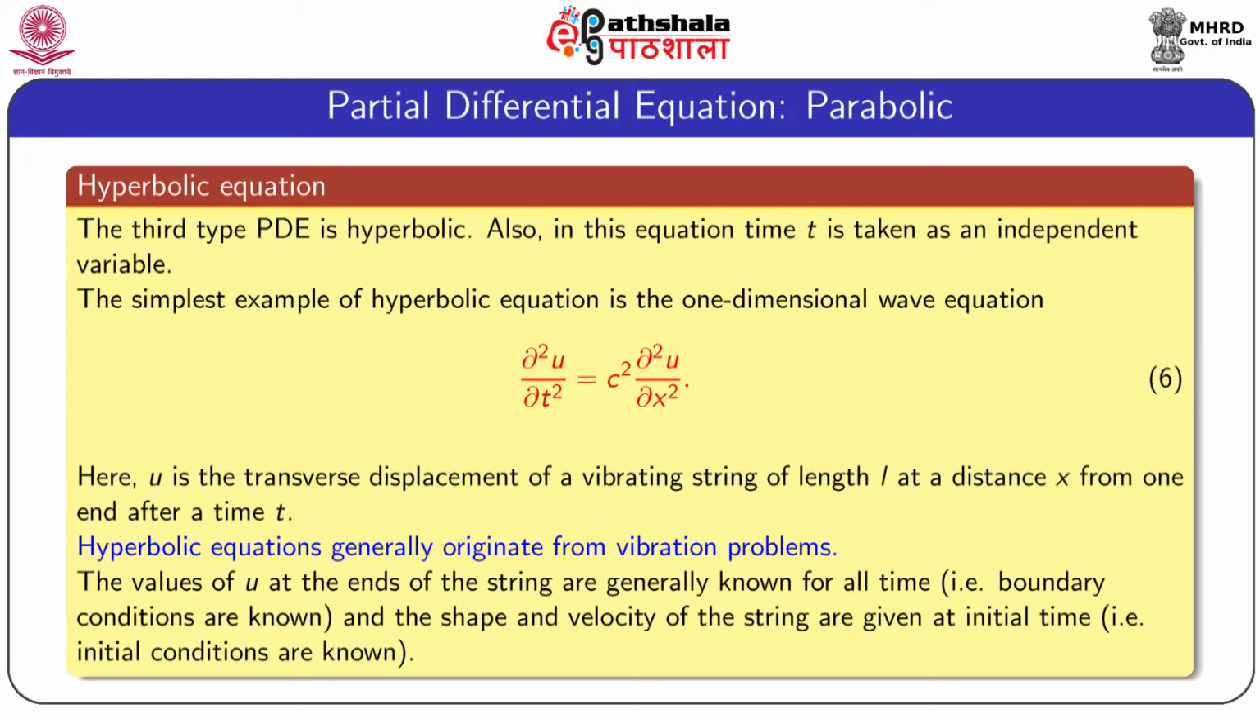conditions are known, and the shape and the velocity of the string are given at initial time, that is the initial conditions are known. That means if the boundary conditions and initial conditions are given, then we can solve equation 6.